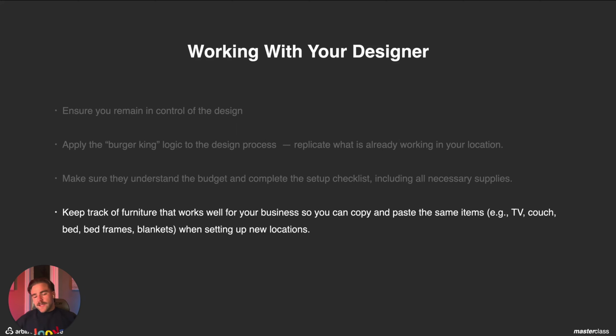You want to also keep track of furniture that works well for your business so you can copy and paste the same items when you're setting up a new location. So at a high level, this is what pretty much every Airbnb business does. They'll have a specific TV they order, a specific couch they order, unless the odd time the layout's very different. But bed frames, blankets, linens, they'll have this stuff already ready so they can just reorder it for all the new units. I've actually provided you with a starting setup checklist that you can just give to them.